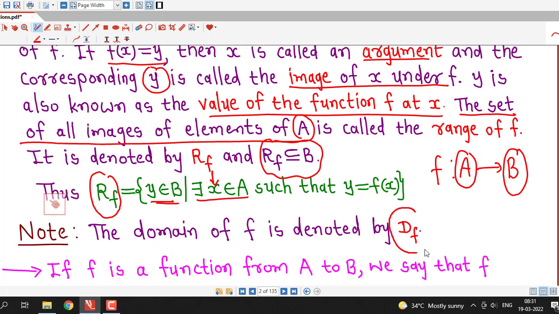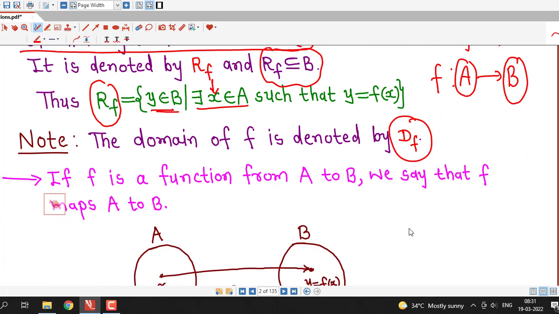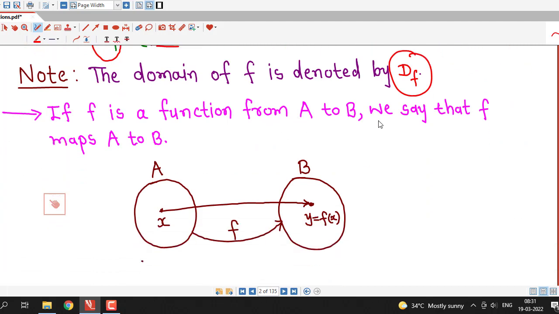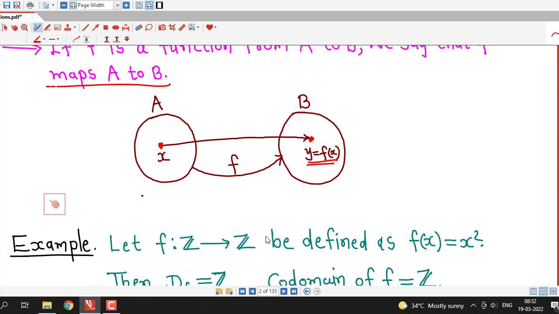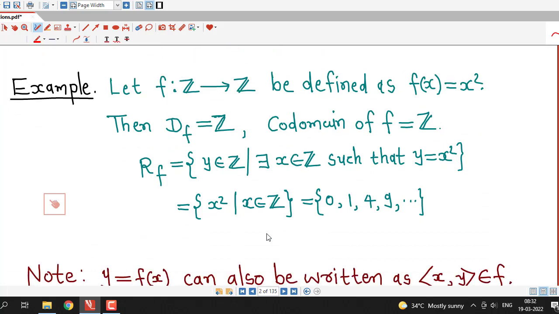The domain of f is denoted by D suffix f. If f is a function from A to B, we say that f maps set A to set B. Here I have taken set A, set B, x is an element of A, and we assign y to the element x under this function f, and we denote it by y = f(x). Y is the value of the function at point x, or y is the image of x under this function f.